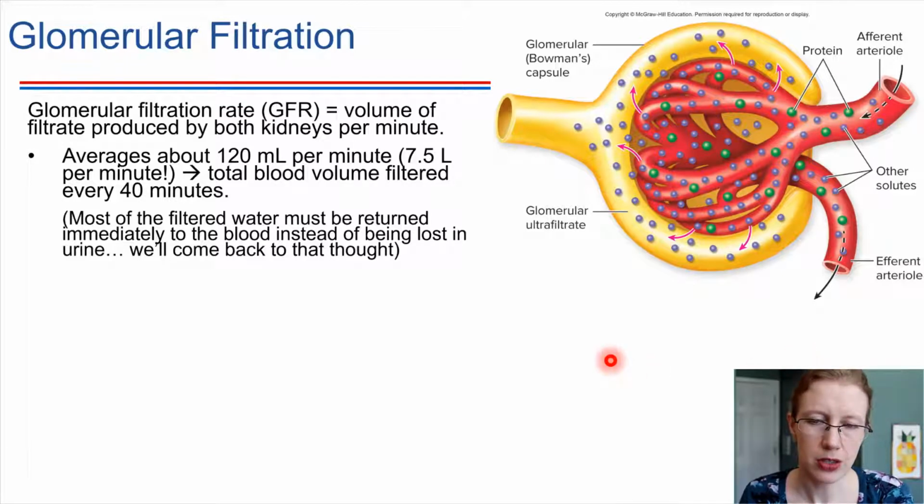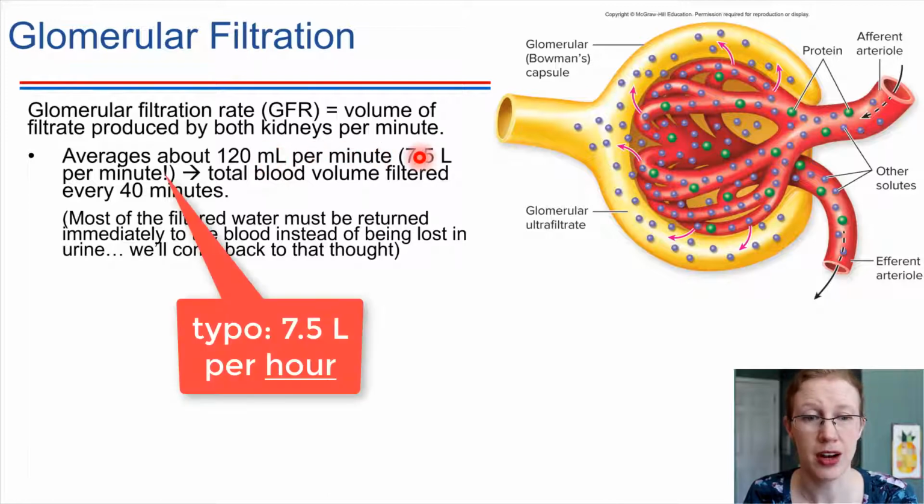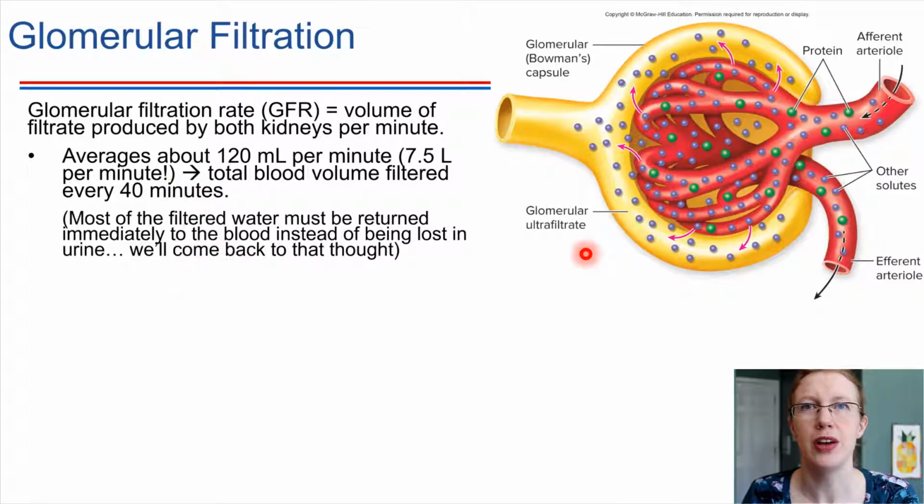It's a measure of the volume of filtrate that both kidneys can produce in a minute. So volume per minute. Average for a normal healthy kidney is about 120 milliliters per minute. That's a large volume of filtrate. That's 7.5 liters per hour. So think back to total blood volume. Remember, total blood volume is about 5.5 liters. So this means that all of the blood in our body is approximately being filtered every 40 minutes. That's amazing how quickly the kidneys can process all of that fluid.